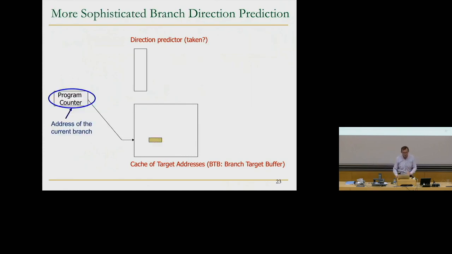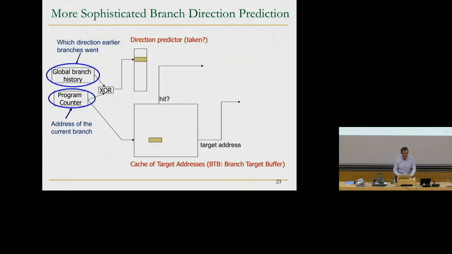So for more sophisticated branch direction prediction, we're going to use other stuff to guess what the direction is. For example, we're going to look at what direction other branches went to. This is called global branch history. And it's going to make sense when we discuss it, because there's correlation between where the different branches go because of the code structures.